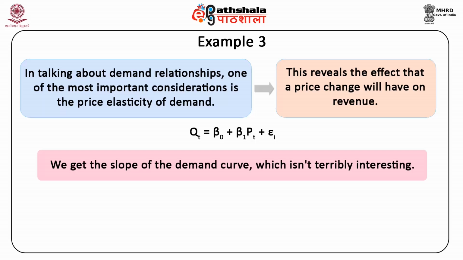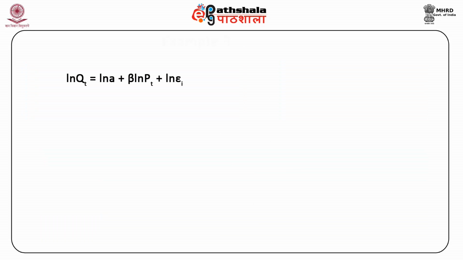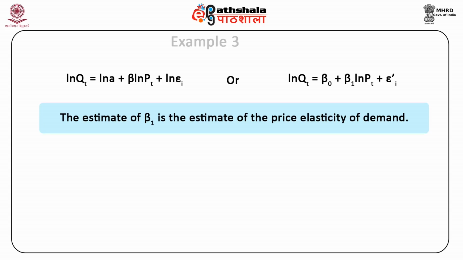However, if we estimate Qt equals A times Pt raised to the power beta plus epsilon t, the coefficient beta is the price elasticity of demand. ln Qt then equals ln A plus beta ln Pt plus ln epsilon t, or ln Qt equals beta 0 plus beta 1 ln Pt plus epsilon t prime. The estimate of beta 1 is the estimate of the price elasticity of demand.